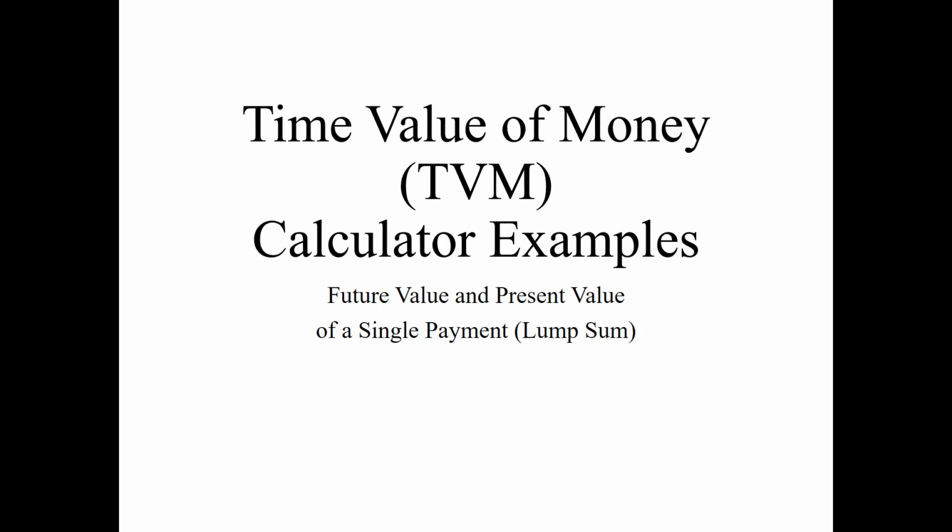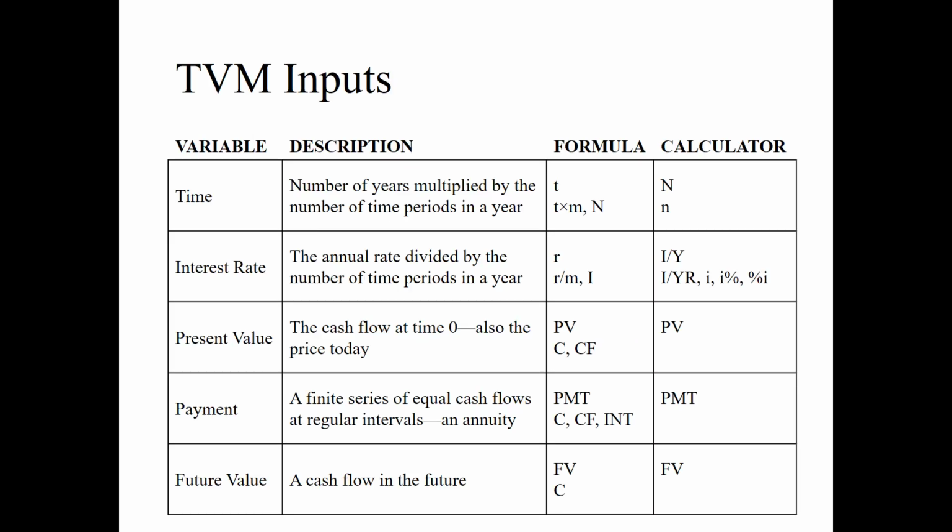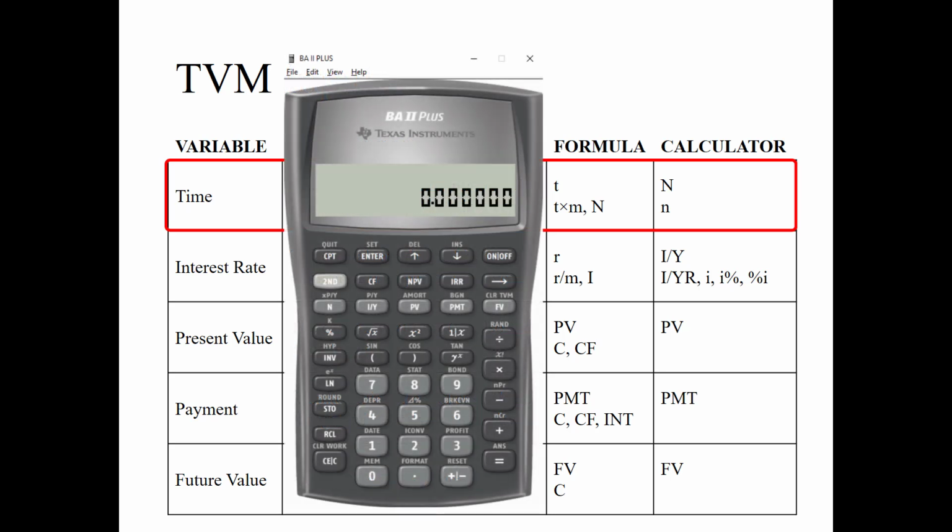In this video, we will use our BA2 Plus to calculate the future value and present value of a single payment or a lump sum. Here we see all of our inputs. Our time is going to be the number of years multiplied by the number of time periods in a year. In these first simple examples, we're only dealing with yearly interest rates and a number of years.